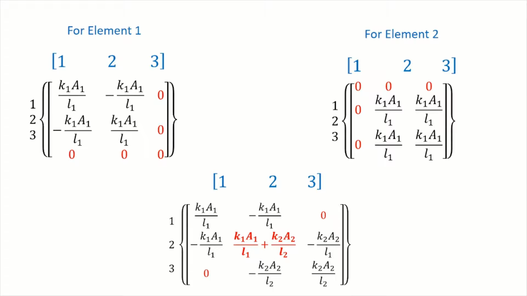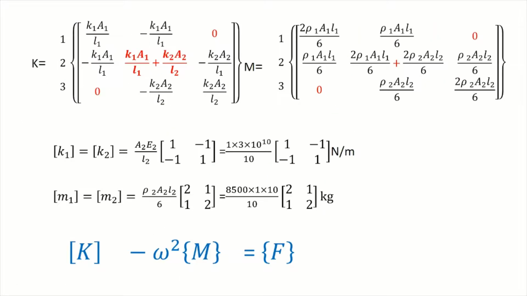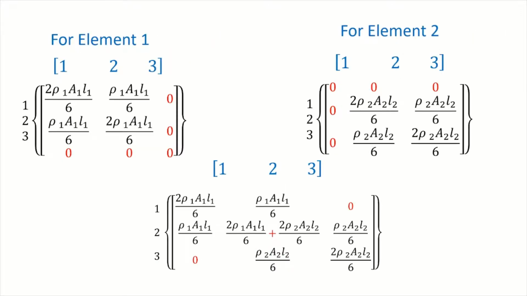Now we will add these two matrices. Got it? So when you're adding, if you see node 2, node 2 is being shared by both the elements. So here in the middle it is being added. Everyone gets confused why it is being added twice. The reason is node 2 is being shared by both of them.